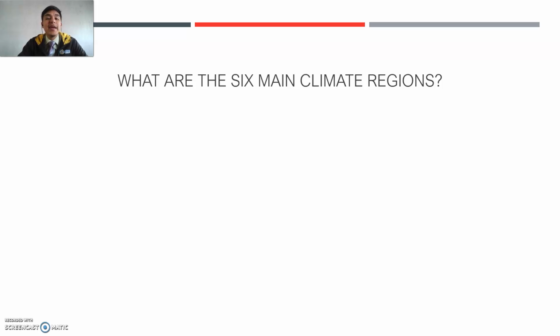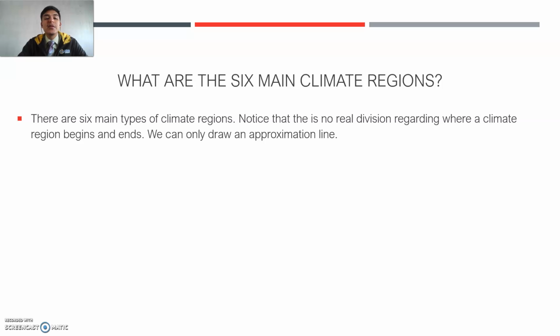What are the 6 main climate regions? So we are going to analyze them, and then I'm going to show you some pictures so we can actually visualize in our heads what each one of these climate regions looks like. There are 6 main types of climate regions. Notice that there is no real division regarding where a climate region begins and ends. We can only draw an approximation line.